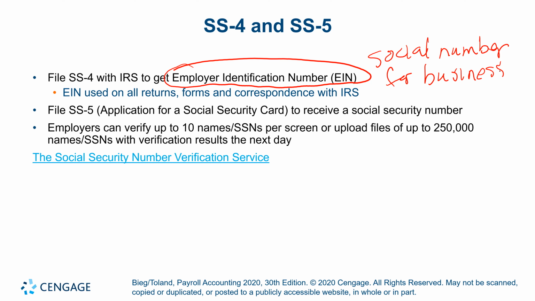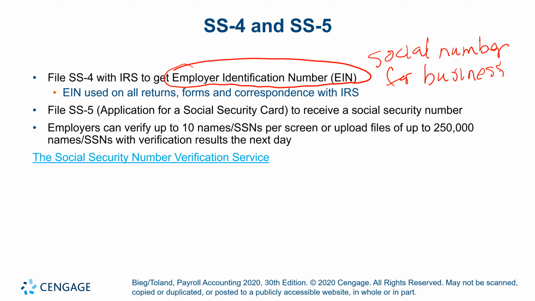And then the form SS5, this is the application for a social security card, which is strange. For most of us, we're born in the United States and automatically assigned a social security number. But individuals who are immigrants or go through the process to become citizens have to fill out the application for the social security card.